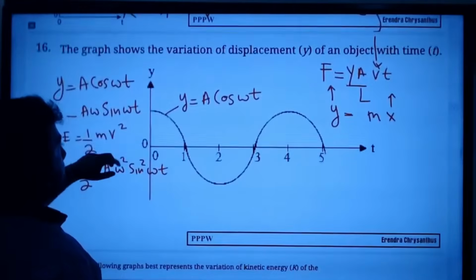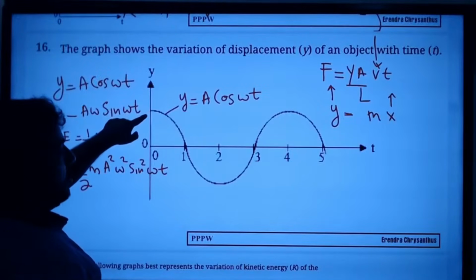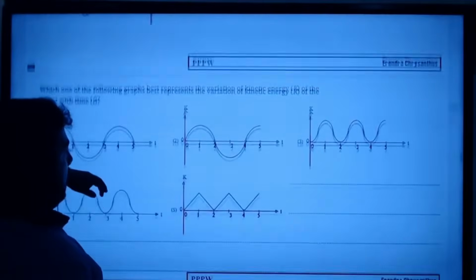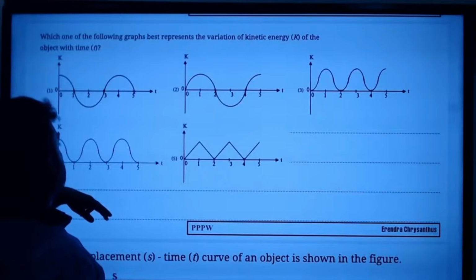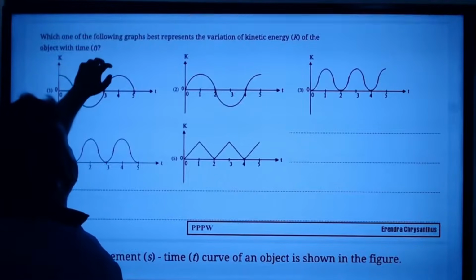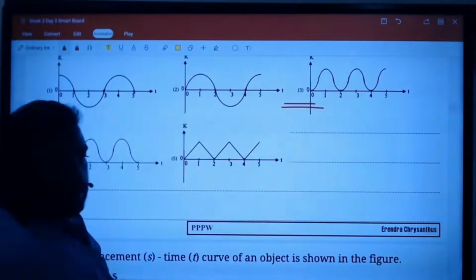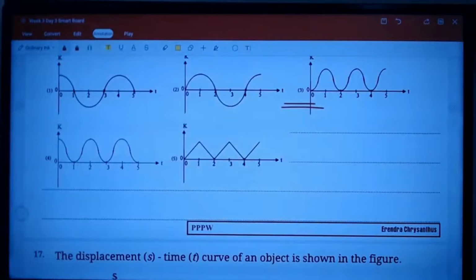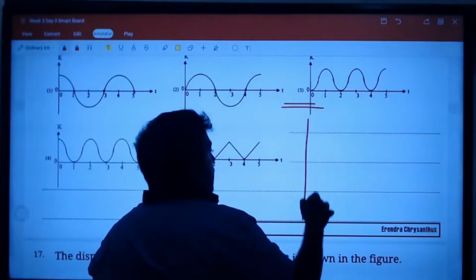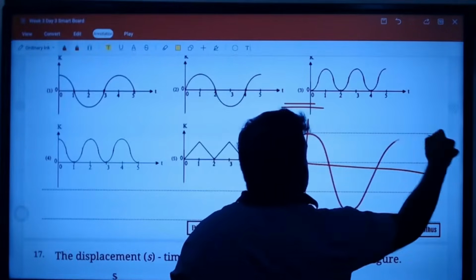If you look at this, at the maximum displacement, what is the velocity? Velocity is 0, which means kinetic energy is also 0, so your correct answer is answer number 3. Why? Here they have given you a displacement graph like this.